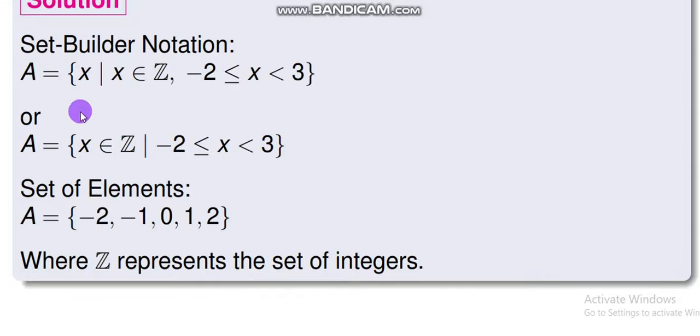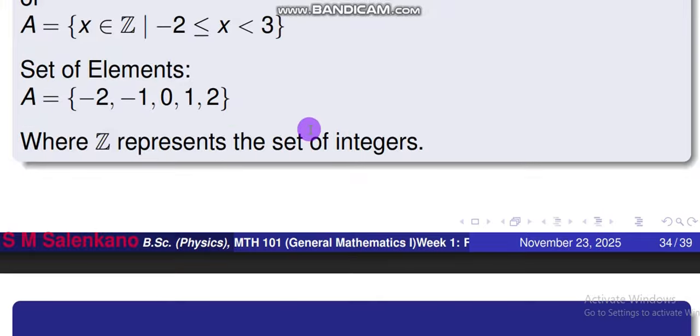You can also write this to simplify it. You can just say my x is a member of, or is an element of, the integers. Then you write the condition here: not only is it a member of the set of integers, it has to satisfy this, that my x here is greater than or equal to -2 and less than 3. Where this symbol represents the set of integers.